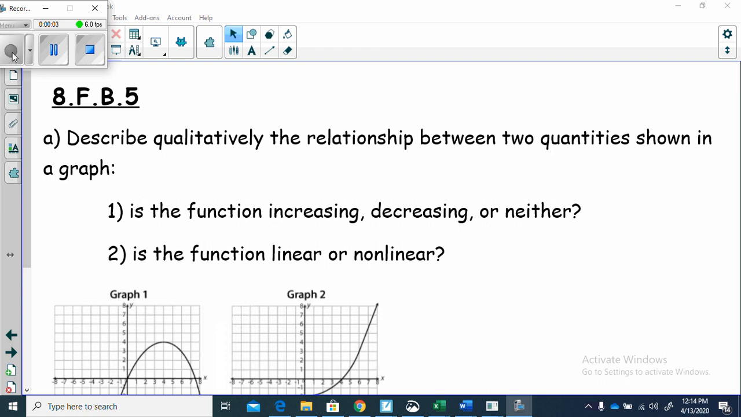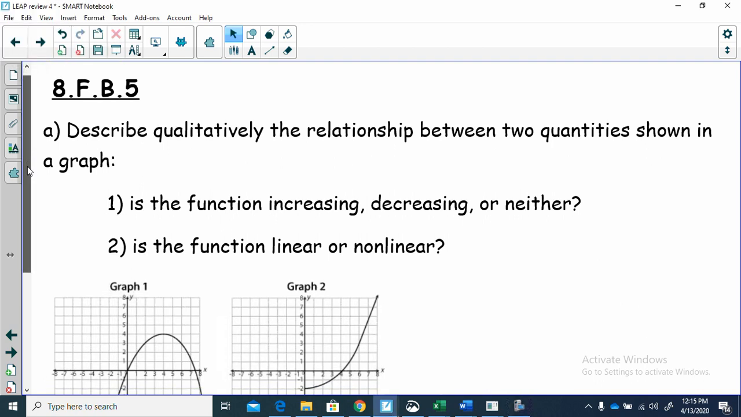This is standard 8FB5. We're dealing with functions. The first part of the standard tells us to describe qualitatively the relationship between two quantities shown in a graph. In other words, is the function increasing, decreasing, or neither? And is the function linear or nonlinear? Linear means forms a line.